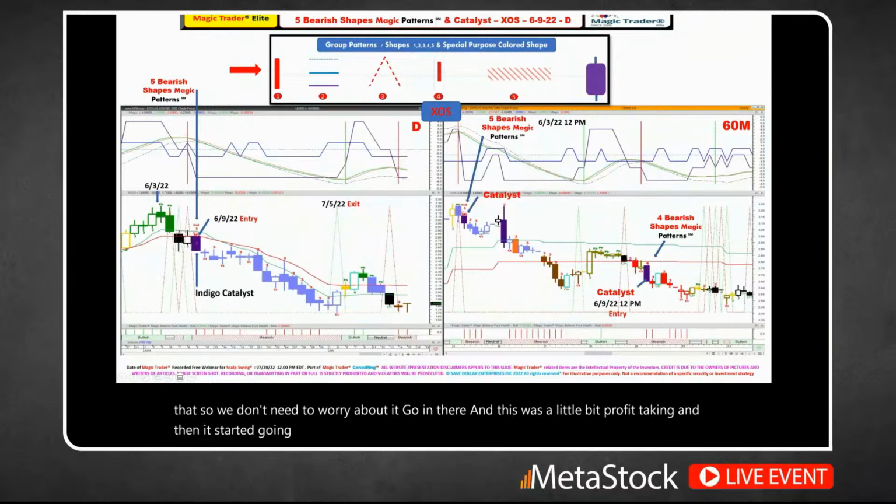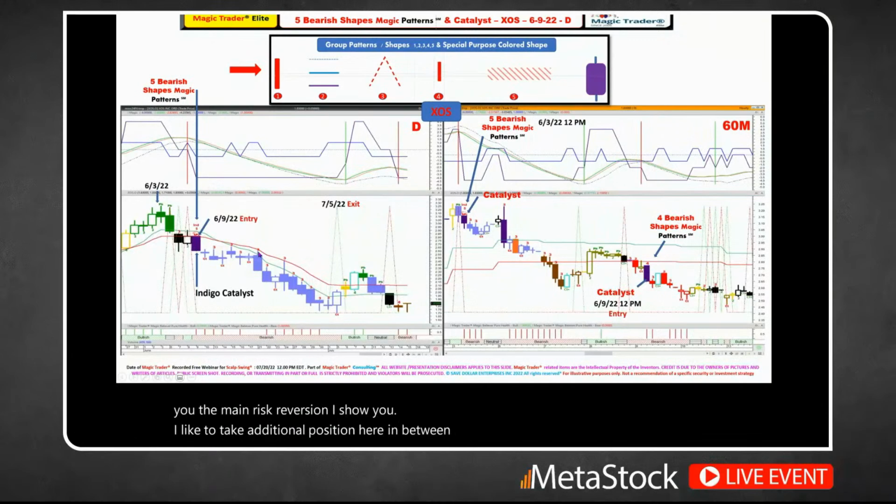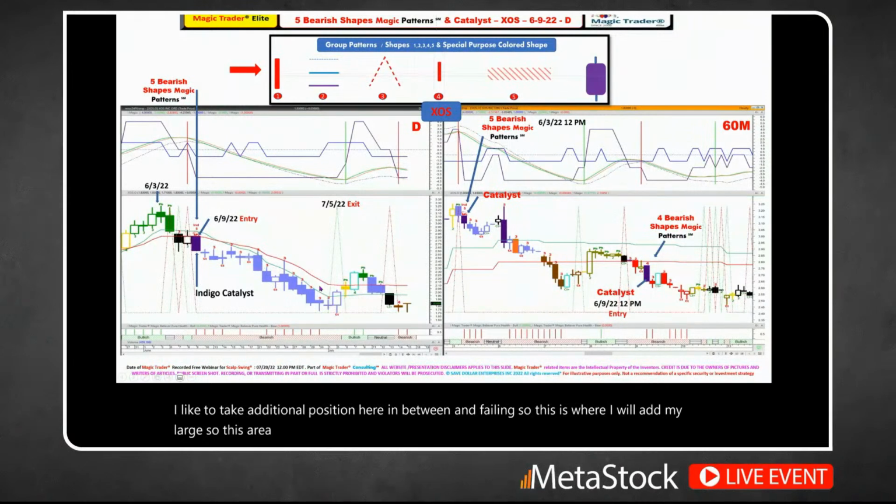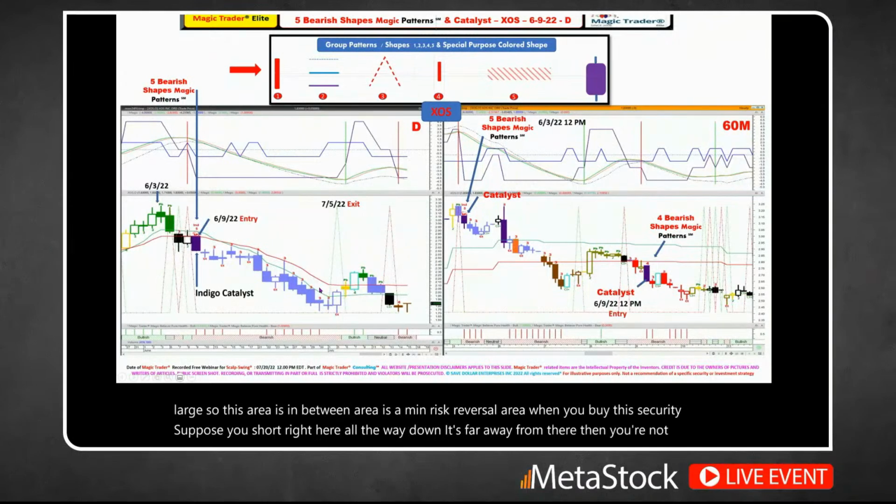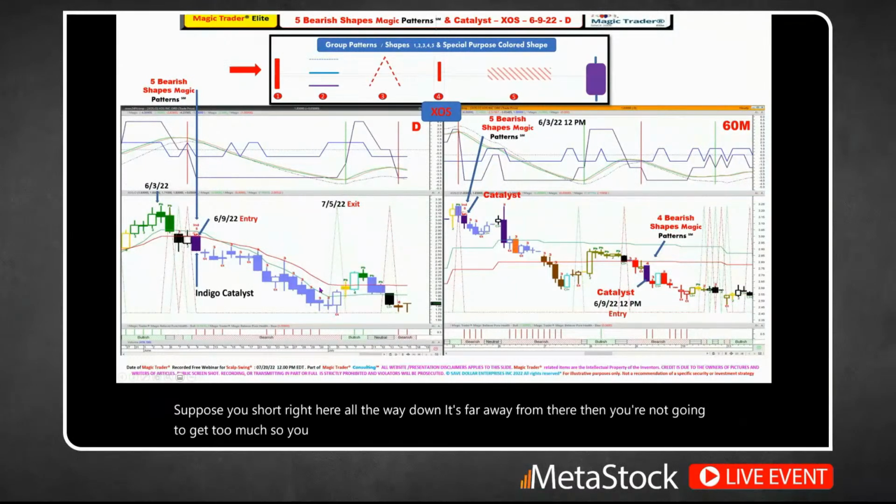But what happened here? Let me show you the min risk reversion. I like to take an additional position here in between and failing. So this is where I will add my lots. This in-between area is a min risk reversion area. When you buy the security, suppose you short right here all the way down, it's far away from there. Then you're not going to get too much. So you need to trade in a way that it is not far from the min risk reversion area or additional positions. So here it was so close.